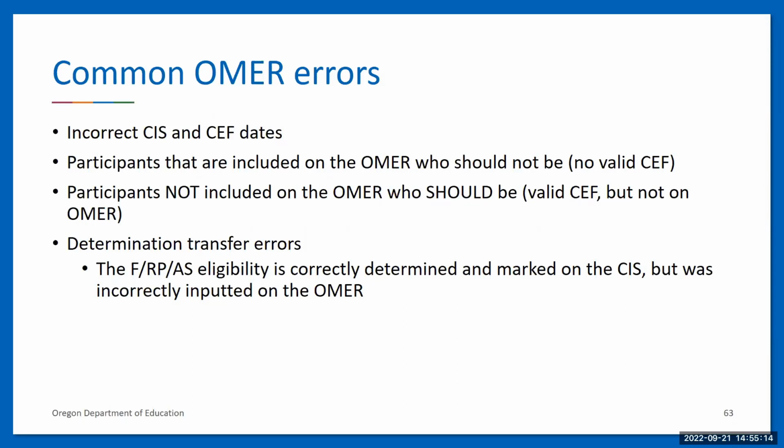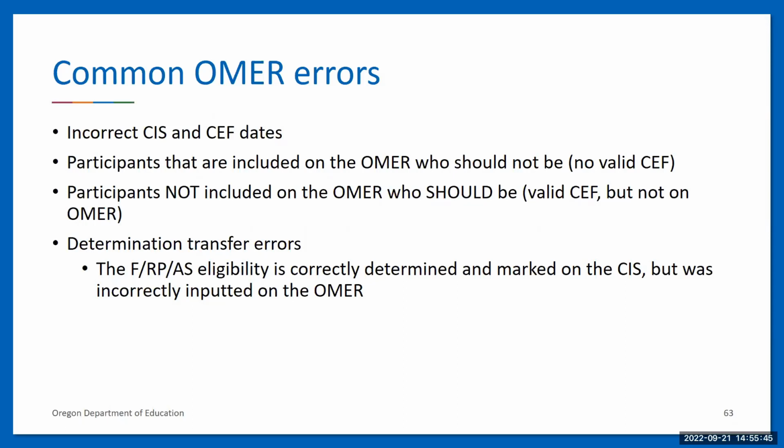Another common finding is when a participant does not have a current or valid CEF on file for the report month, but is listed on the OMER. A similar finding is when the center has a participant who does have a current and valid CEF on file and is eligible to attend the center during the report month, but was not included on the OMER for their site. Both of these findings will result in a change to the total number of participants included on the OMER, which will then impact your center's reimbursement rate.